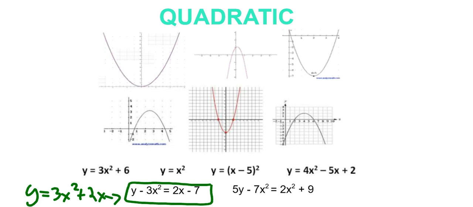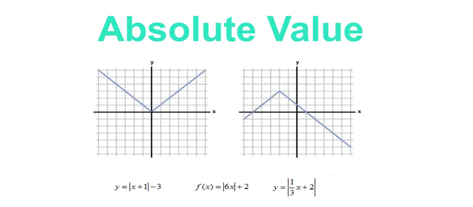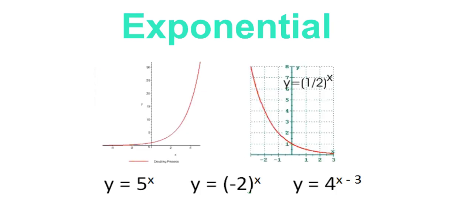All quadratics are functions. Absolute values, remember, those are the V-looking graphs, whether they're right side up or upside down, and this is what absolute value equations look like. So get used to that, and yes, absolutely, absolute values are functions. And our last thing are exponentials. Exponentials are functions. Get used to what the graphs look like and what the equations look like.